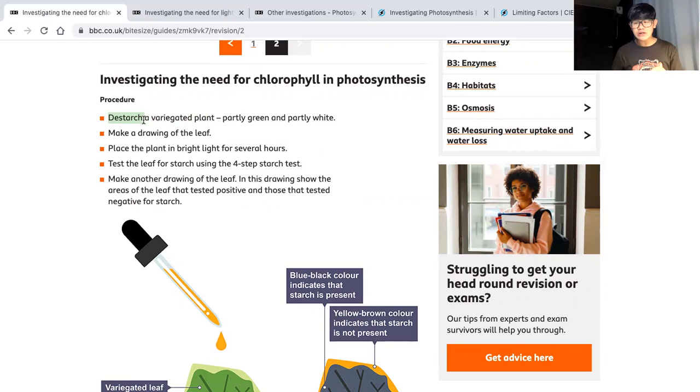So why do you want to destarch? Apa maksud destarch dulu? So destarch ini artinya, kan masa awal-awal, di luar itu ada yang membuat ia punya starch-nya. Okay, ada photosynthesis sudah awal, ia ada buat starch. Lepas itu, starch itu kena simpan arah the green part. And the green part, ia akan simpan juga arah the white part, okay?